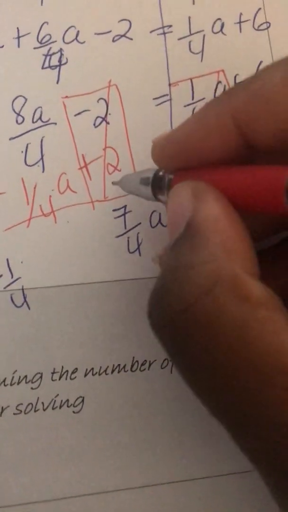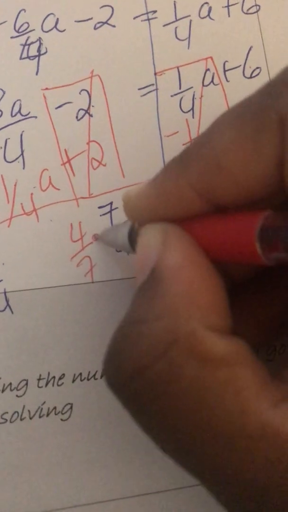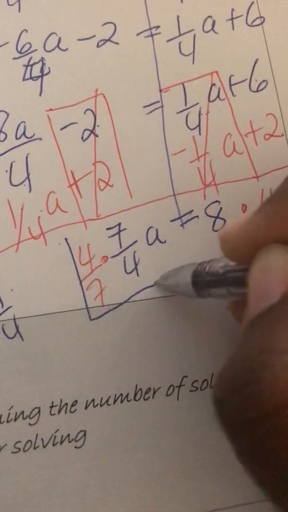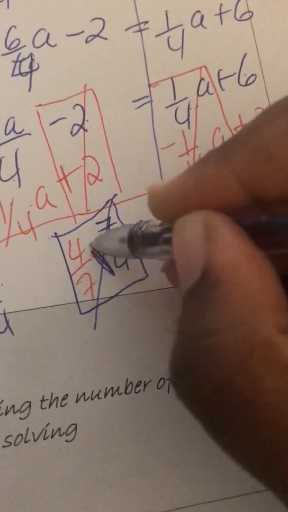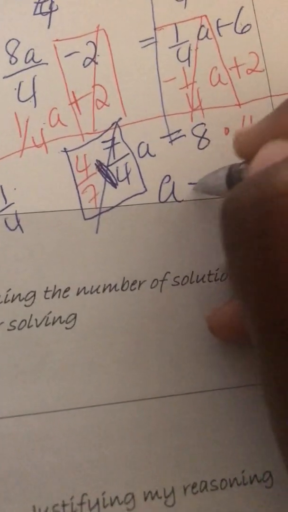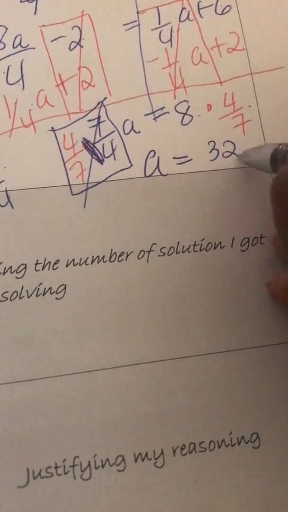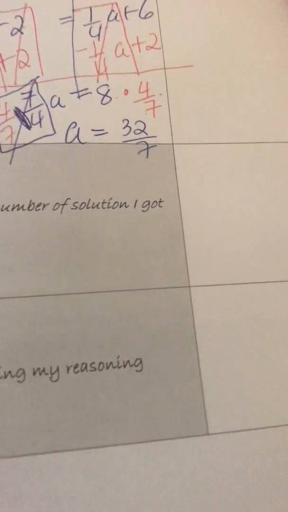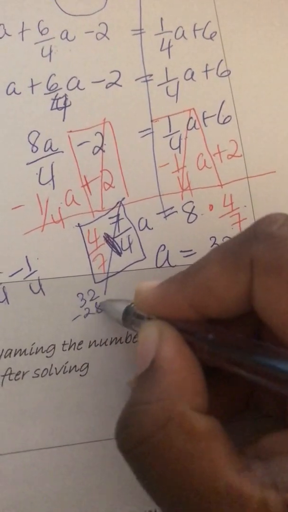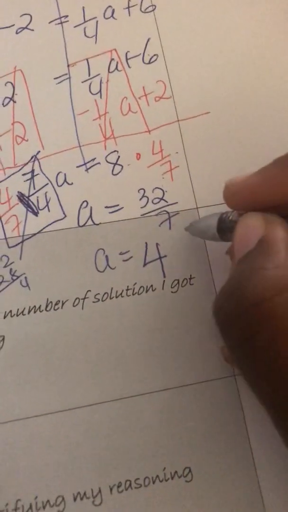I do the multiplicative inverse, 4 over 7, and I multiply both sides with 4 over 7. This becomes 1, and this becomes 1, because a number times its multiplicative inverse is 1. A is equal to 32 over 7. Change this to an improper fraction. A is equal to, 7 goes into 32 how many times? 4 times, yes. And what is 32 minus 28? 32 minus 28 is 4. So 4 over 7.